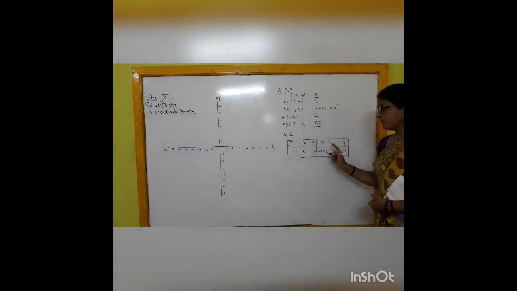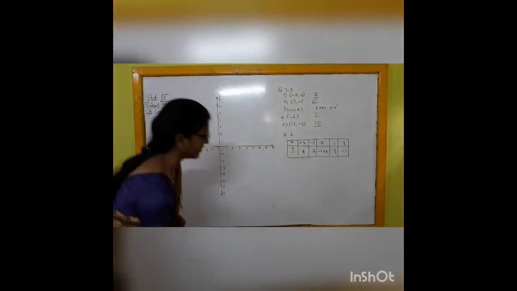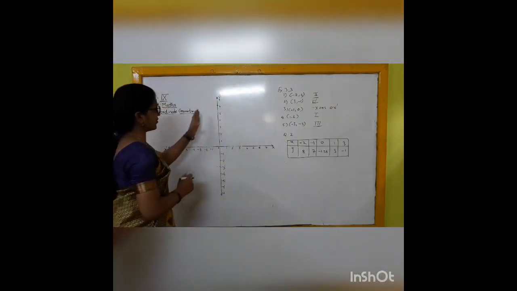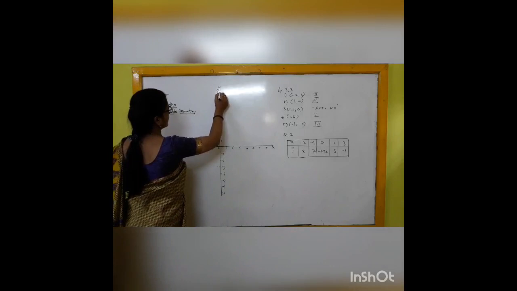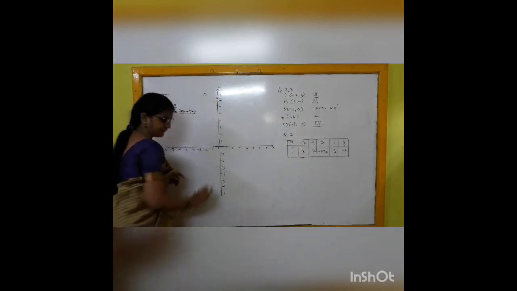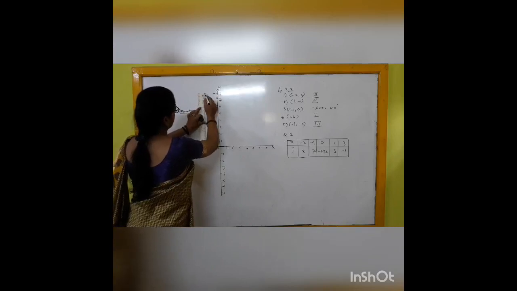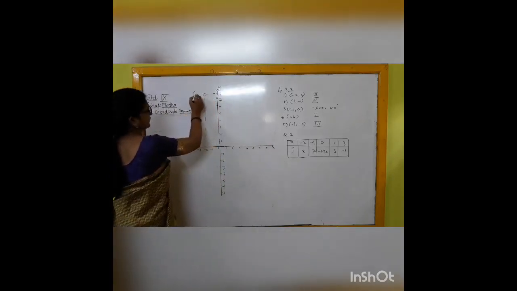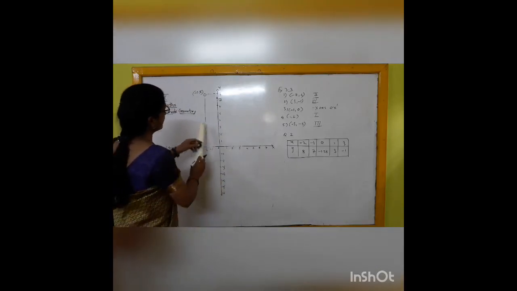Now question number 2. We have to plot these points in the coordinate plane. So (-2, 8): the x coordinate is negative and the y coordinate is positive. So if we extend the axes in this way, (-2, 8) means it will lie here. So this is how to plot a point on the Cartesian plane. Now next is (-1, 7).